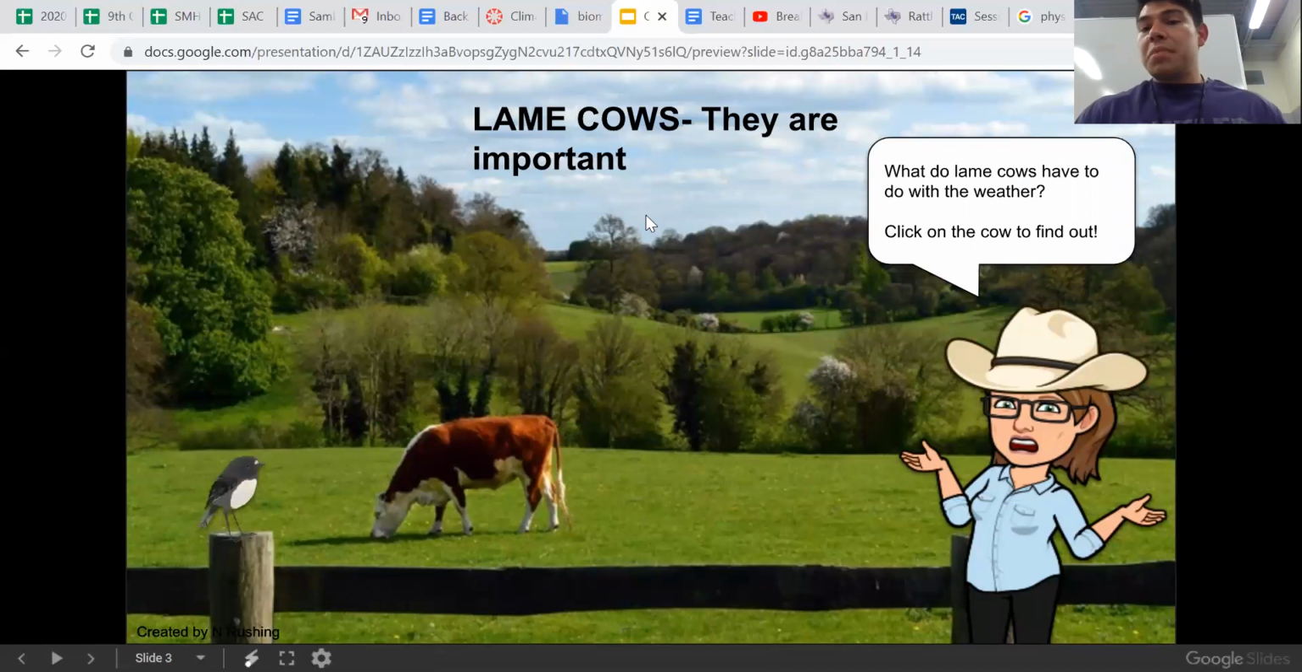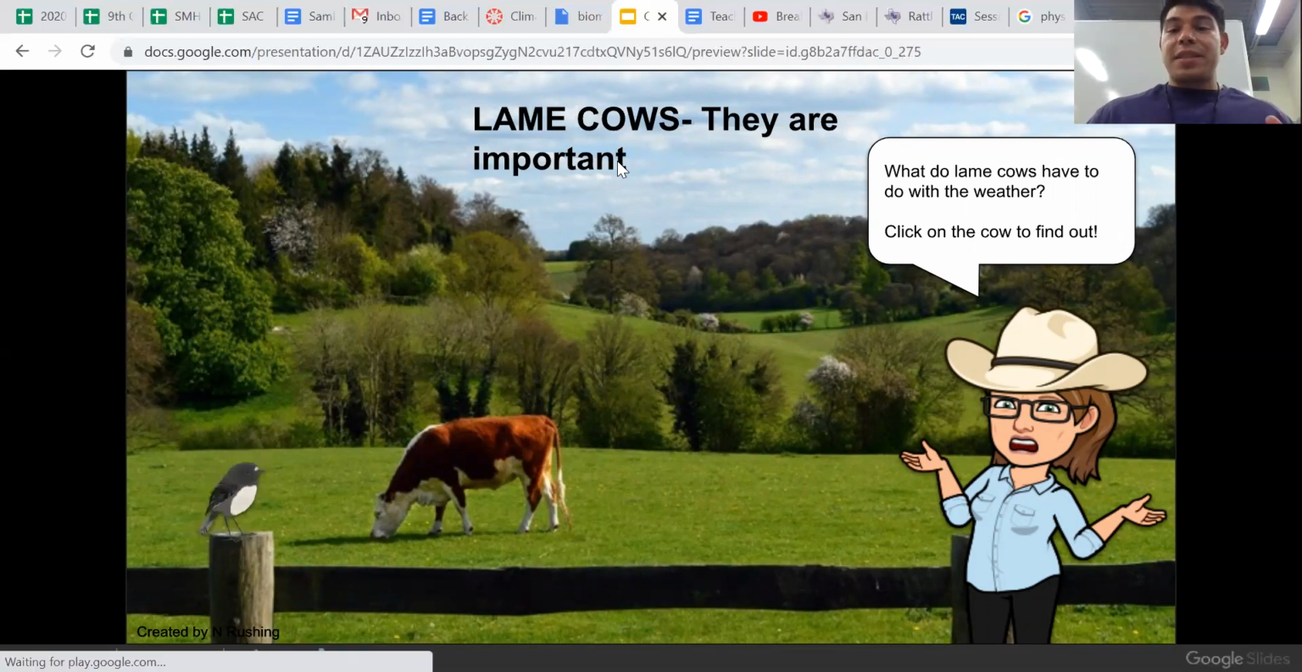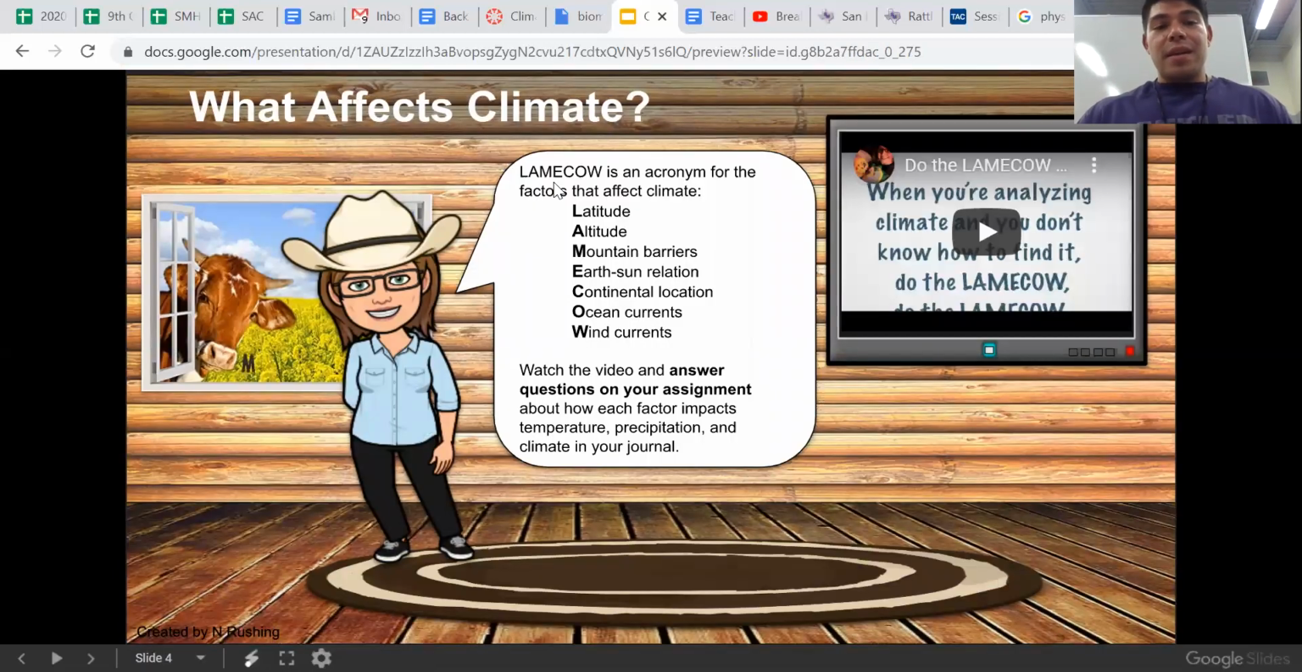So here is the acronym. It's called LAME COWS. Now, that's kind of a weird acronym. But again, LAME COWS is going to stand for this. LAME COWS is the acronym for latitude, altitude, mountain barriers, Earth-Sun relationship, continental location, ocean currents, and wind currents. Now, guys, all of these things are physical processes that affect the climate, the temperature of an area.